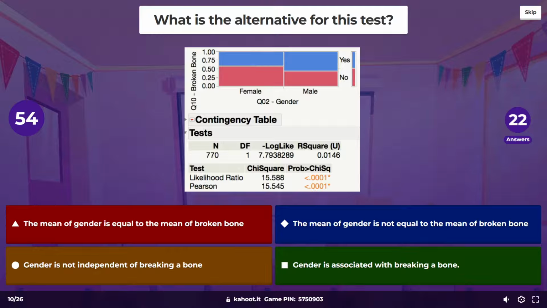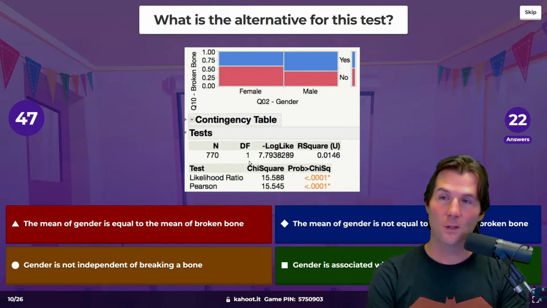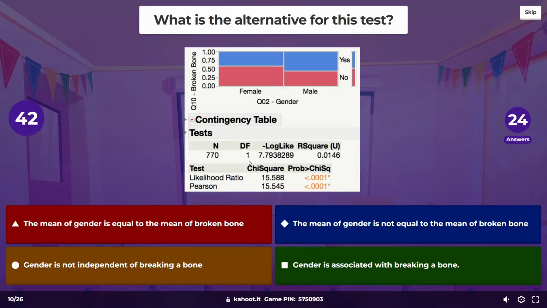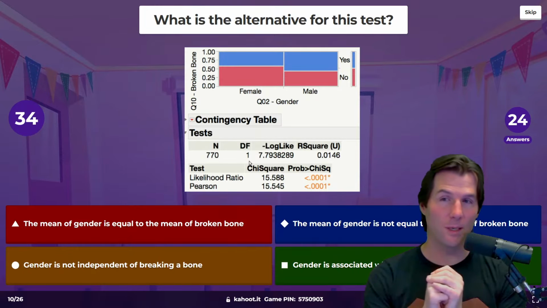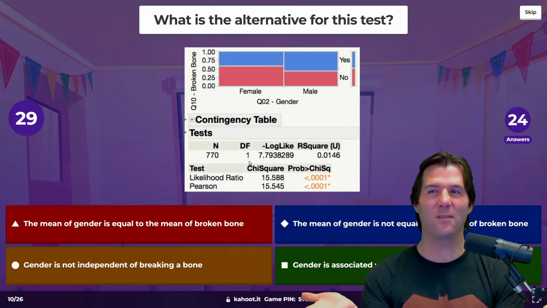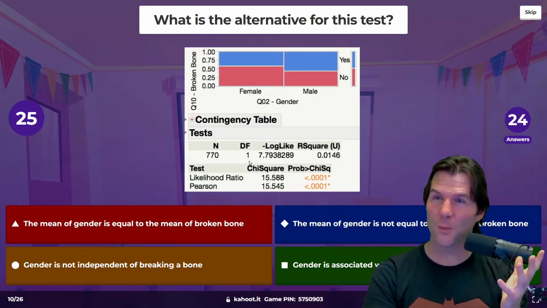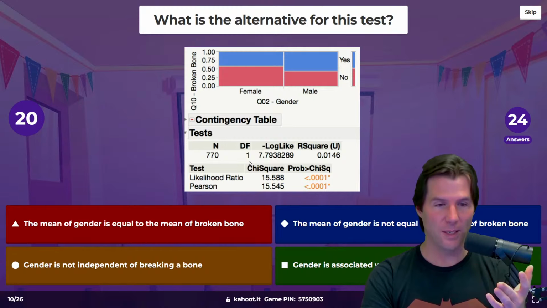I got distracted. So there are other ways of phrasing it. When you think about the alternative, there's not just one way of phrasing it. The alternative can be phrased in multiple ways, so think about these that are synonymous. Because the null could be that gender is independent of breaking a bone, which could be gender is not associated with breaking a bone. Like, what does gender have to do with breaking a bone? That's what the null says. The null could also be gender is not related to breaking a bone, or gender is not dependent on breaking a bone, which also means independent.